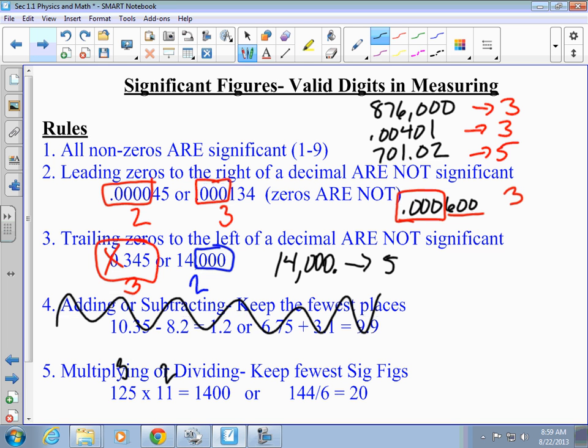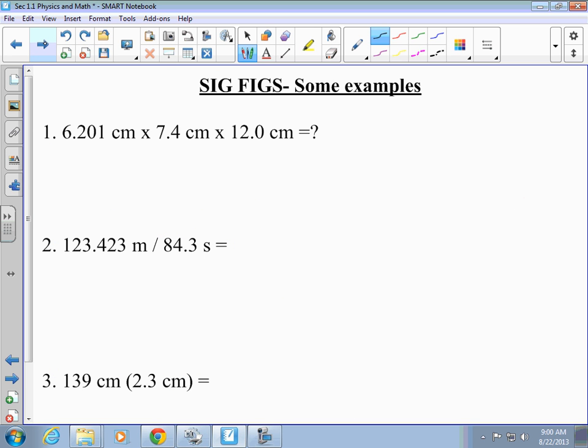Next example, 144 is 3, 6 is 1, which means our answer has to be in 1 sig fig. 144 divided by 6 is actually 24. But to get that to 1 sig fig, I have to go to 20. So if we look here, we have 3 examples. We're going to do sig figs with the numbers, but the other thing that's important is you want to multiply or divide your units so your answer has the correct number of sig figs, but also the correct number of units.